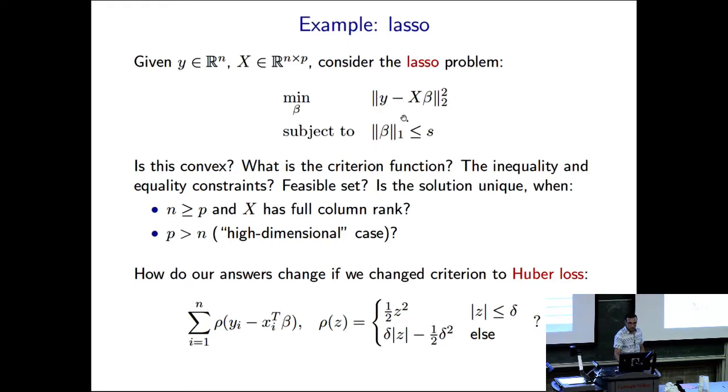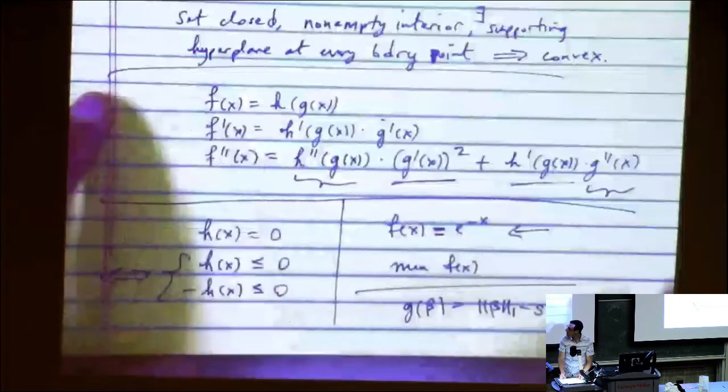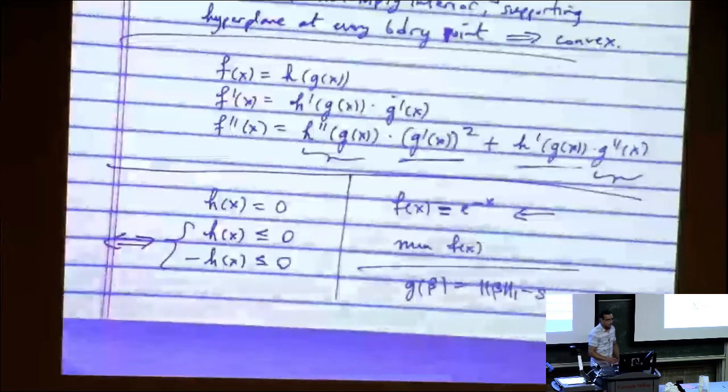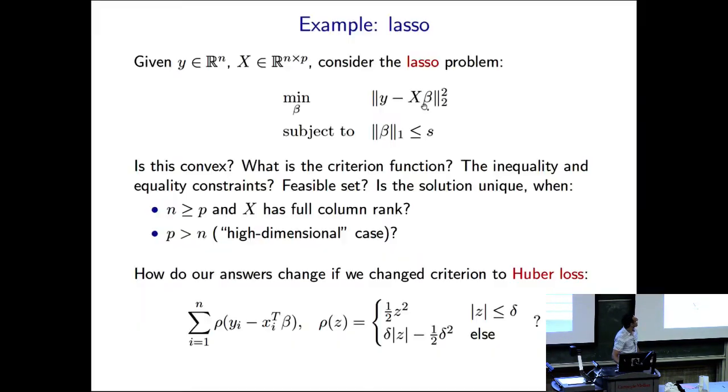This is the criterion. The inequality constraint function, as I said already, for this example, is just g of beta equal to the L1 norm of beta minus S, in our standard notation for convex problems. The feasible set is the set of all points. Since the domain of both of these functions is all of, let's say, Rp in this example, the set of feasible points is just the set of betas that satisfy this inequality, which we call the L1 ball of radius S.